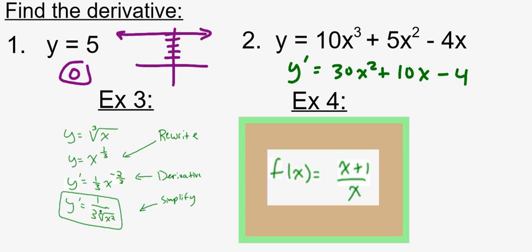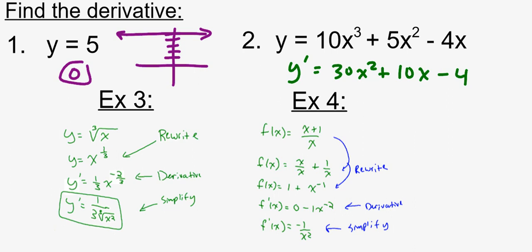It's just bad manners to have negative exponents in math, so just make sure you remember how to change that. All right, same thing here. We're going to do a rewrite. We're going to take the derivative, and we're going to simplify. Pause the video. All right, should be what you have as well.